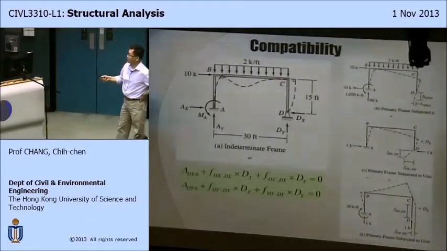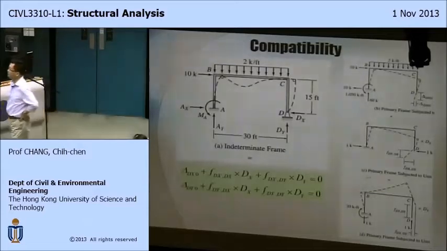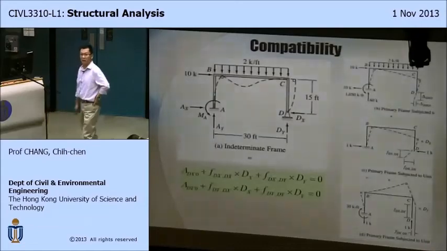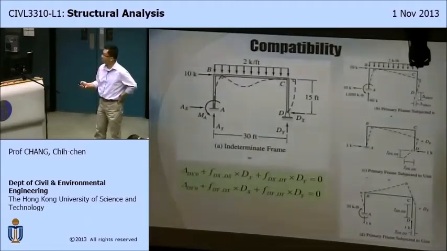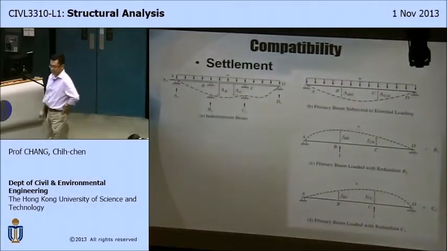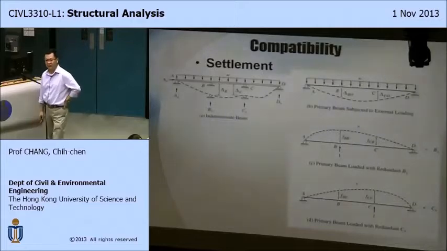Okay, so simultaneous equations, dx, dy, you can solve them. But before solving that, you need to solve 6 deformations. Oh, it's quite a lot of work, isn't it? Quite a lot of work. Now, I can use the same concept to analyze the effects of settlements.